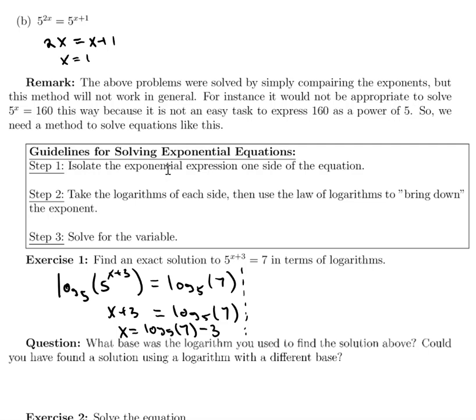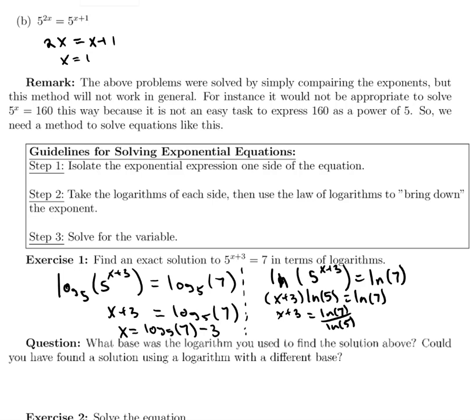So if I had chosen the natural logarithm, my solution would have looked more like this. I would have a natural log around both sides to begin with, but instead of having bases cancel, I could use the law of logarithms to bring down the exponent in front. So x plus 3 would then be multiplied by the natural log of 5, and that would be equal to the natural log of 7. From there, you could divide by the natural log of 5, and then finally subtract the 3 to get your final answer of x equal to the natural log of 7 divided by the natural log of 5, all minus 3.